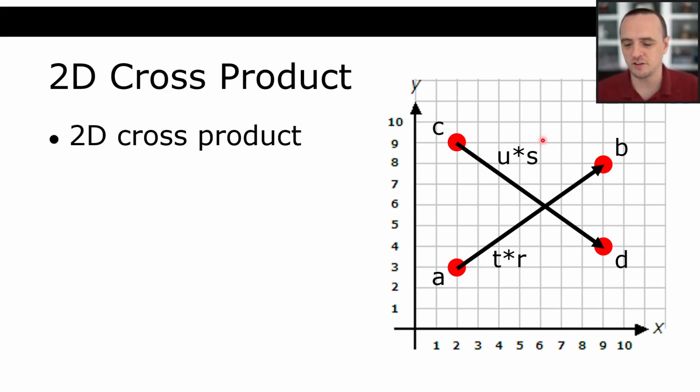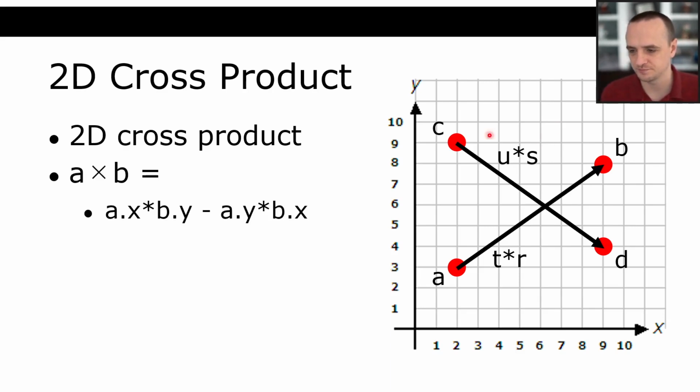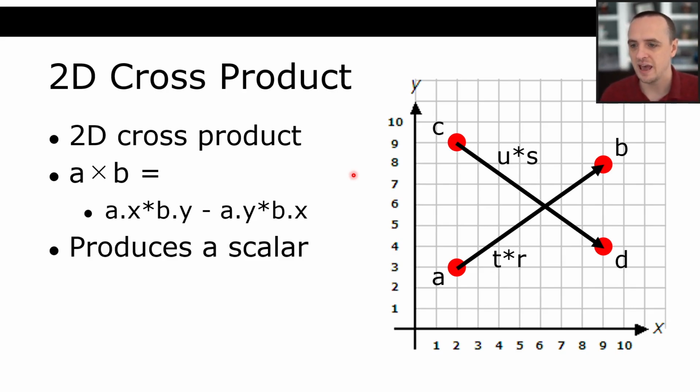So the 2D cross product, the formula is the following. If we have A cross B, that's equivalent to the x component of A times the y component of B, minus the y component of A times the x component of B. All right, so you take the x's and the y's of each one, you flip them and you subtract them. That's what it is. And this is going to produce a scalar value. It's going to produce a floating point value, right?